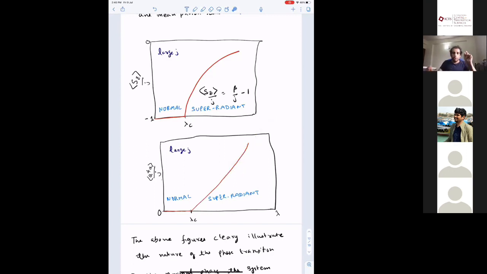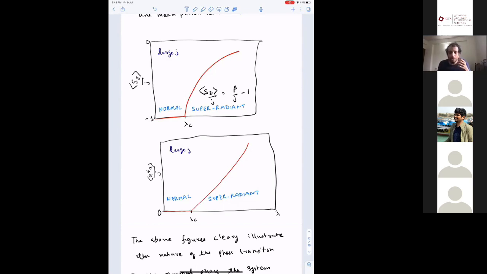Okay, so you tune lambda, which can actually be done in experiments, and this has been done in experiments. And you tune lambda, and then you suddenly see that there's a normal to superradiant phase transition in both light and matter. So this is a quantum phase transition both in light and matter.